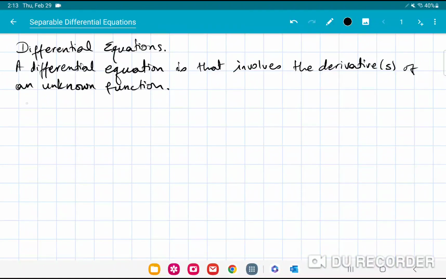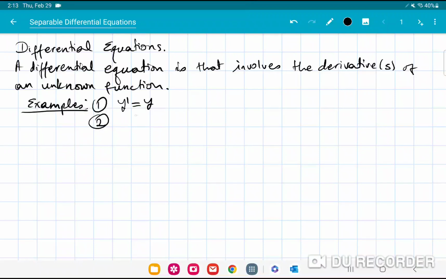Some examples that I gave in class look like, say you want to find a function whose derivative equals itself. That's just a differential equation. A second example I gave in class was the gravity acceleration is 32 feet per second squared. That's the second derivative of a position function.